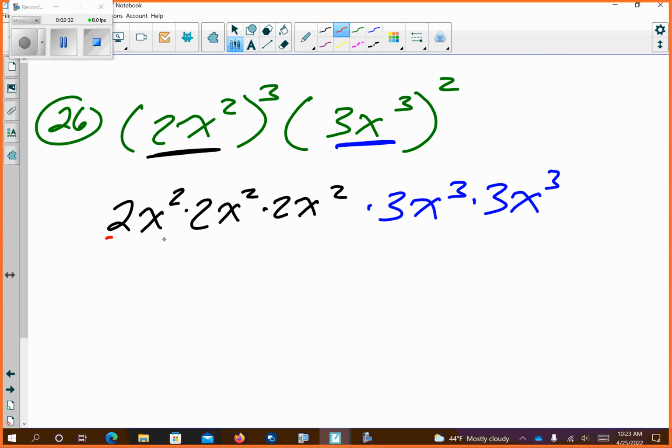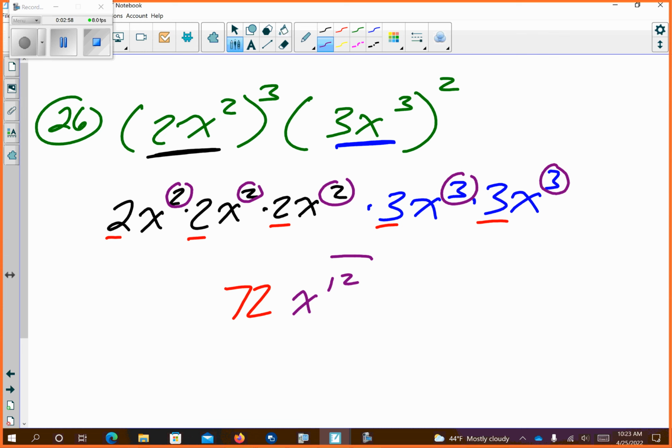So let's take care of 2 times 2 is 4, times 2 is 8. 8 times 3 is 24. 24 times 3, I think, is 72. You okay with that so far? And then we have all these exponents. So let's do 2, 4, 6, 9, 12. Done. What else?